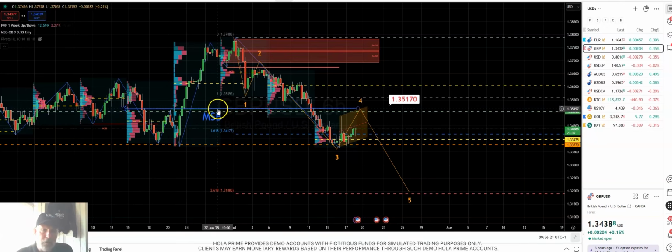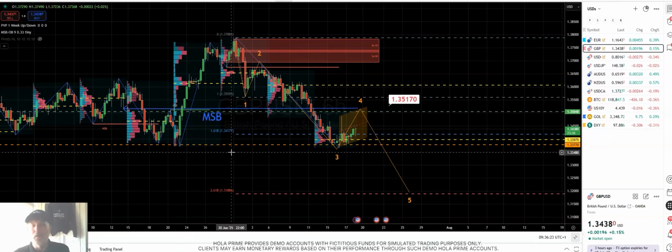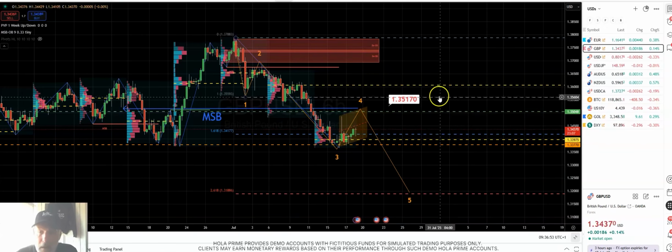Okay, market structure break, MSB. Why is it important? It's an overlay. The chart was making high highs and high lows. This structure was broken, and because the structure is broken, what was support becomes resistance. That's quite important when we're looking at technical analysis. A lot of the time, when we get market structure breaks, we will get a retest of those structural breaks. So I've got resistance located at 1.3517.